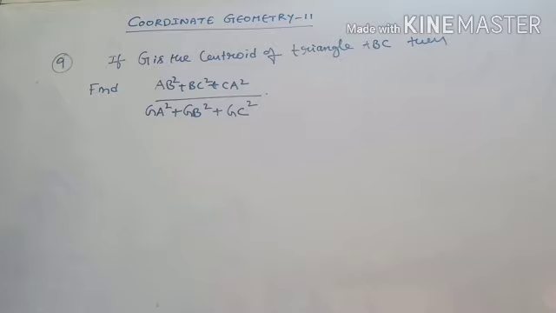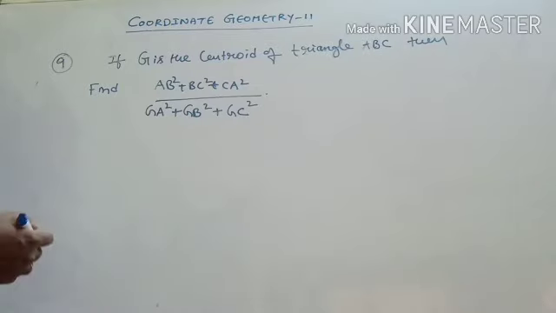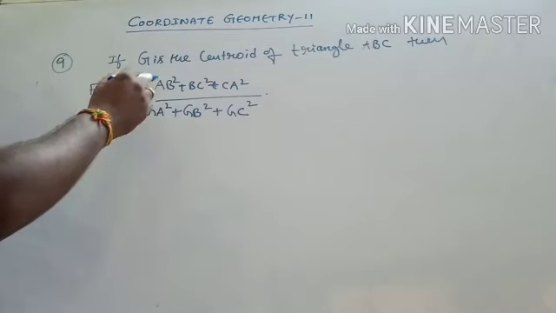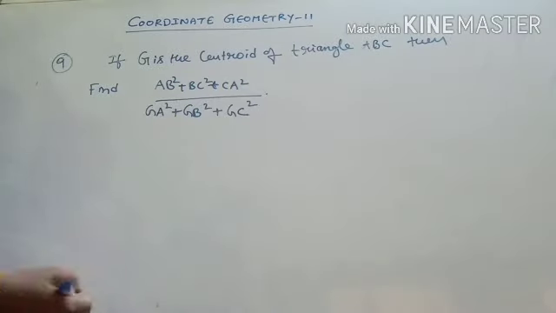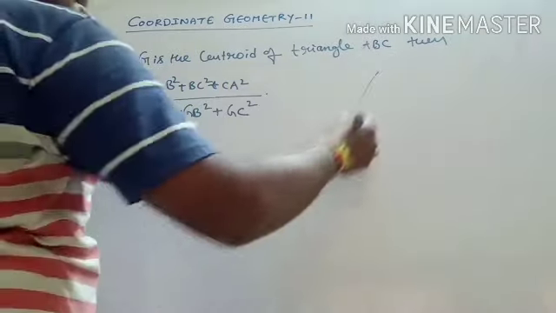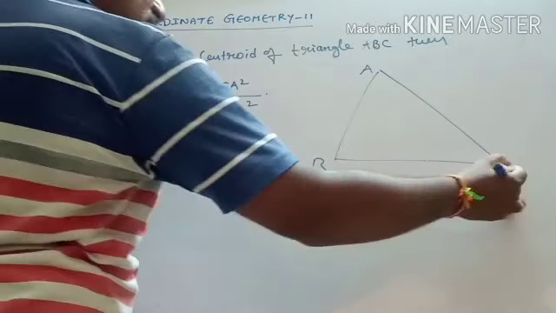Now we have one more problem, the 9th problem. If G is the centroid of triangle ABC, then find the ratio AB square plus BC square plus CA square by GA square plus GB square plus GC square. You see, my dear students, let us try to get this one. They have given that ABC is the triangle.